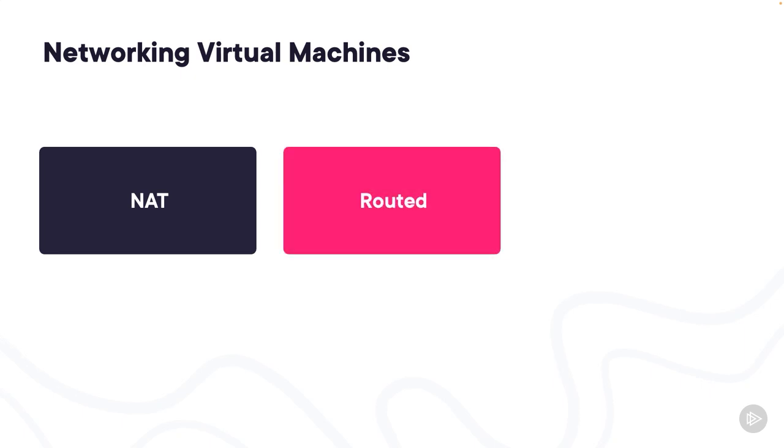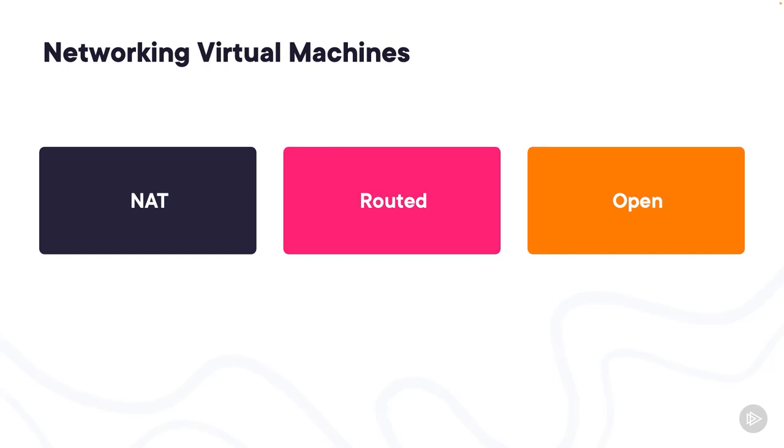We can set up a routed network, and this is similar to a NAT network where we are on our own separate network going through our host machine to access the outside world. But a little bit more manual, where you have to set up and configure the route table yourself. Open is where we're connecting to the network that the host is connected on.